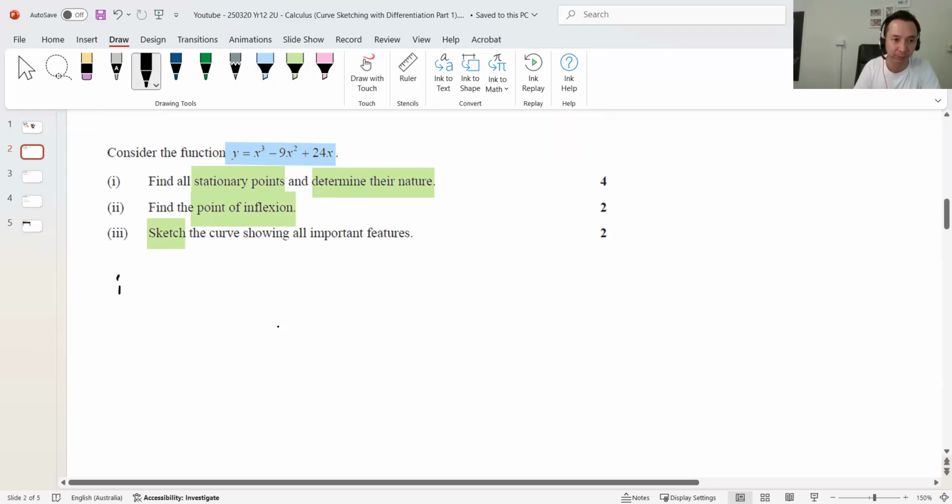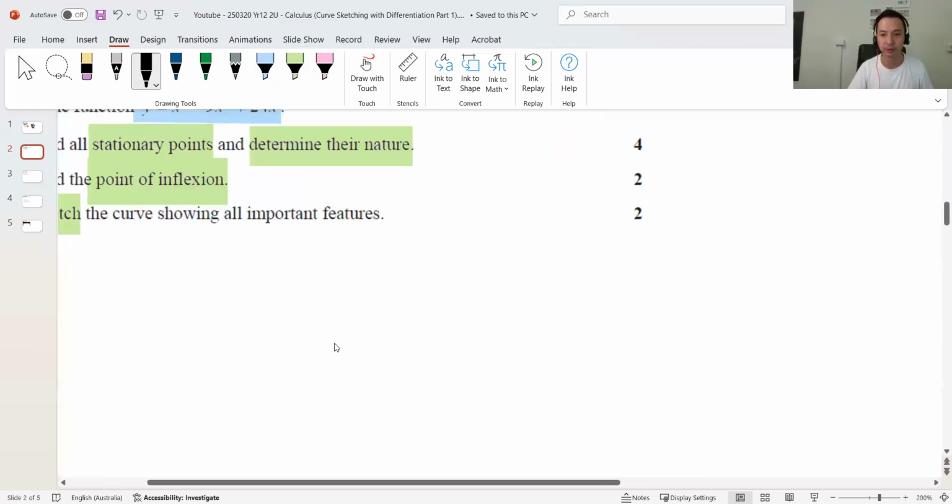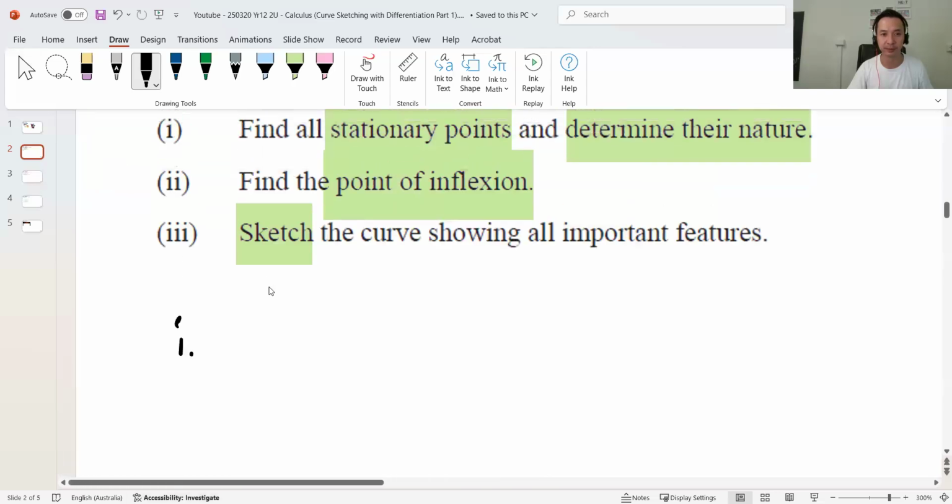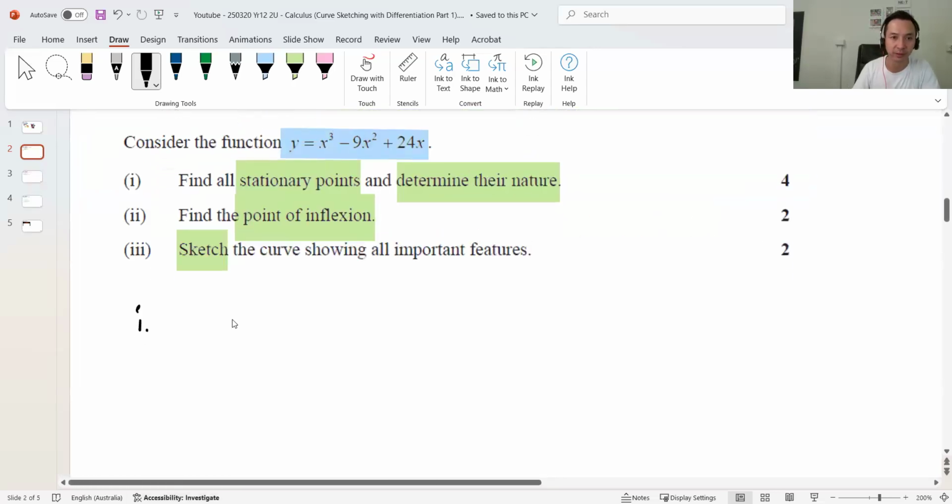So let's go part 1. Let me zoom in. All right, let's do this. What I need to do is find the stationary points.